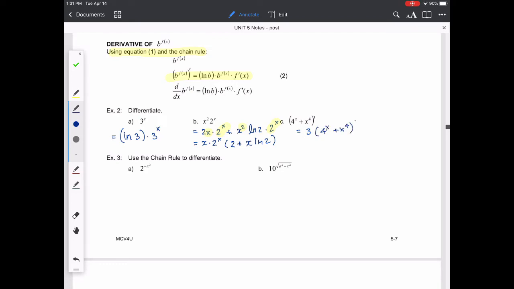Reduce the exponent 3 to 2 by reducing it by 1, times we have to take the derivative of what's inside the bracket. So we have 4 to the x, which is going to be the ln of 4 times 4 to the x. And it's probably a good idea to put brackets around everything, but I'm not going to. Plus the derivative of x to the exponent 4, which is 4x to the exponent 3.